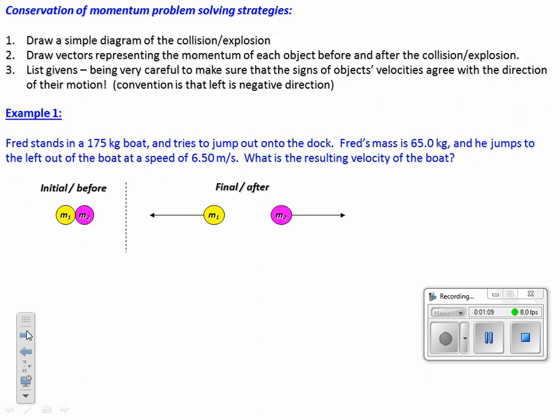Let's write down some things we know. M1 is Fred, 65 kilograms. M2 is the boat, 175 kilograms. V1 initial and V2 initial are 0. In the end, we know that V1 final is 6.5 meters per second, and I'm going to call it negative, because I'm going to use a sign convention where right is positive.